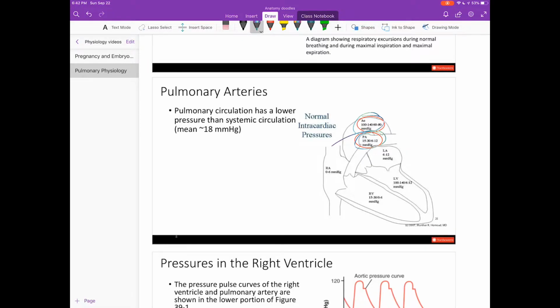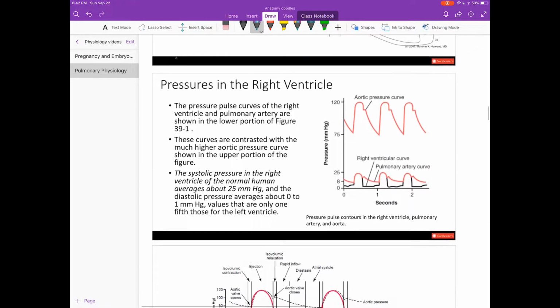So notice this number. The pulmonary circulation has lower pressure than the systemic circulation. It's about 18 millimeters of mercury below. I am probably just going to refer to those pressures as millimeters, or just use the numbers from here on out. Let's look at the right ventricle.